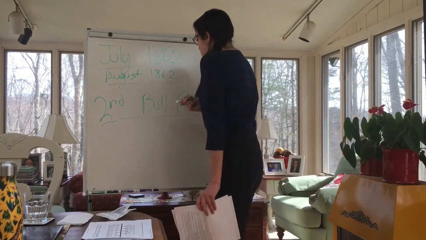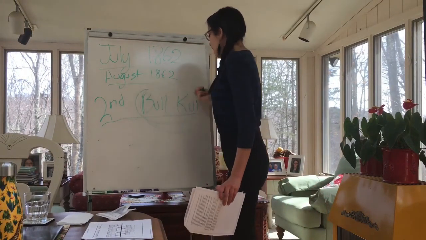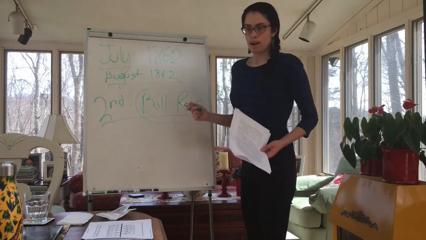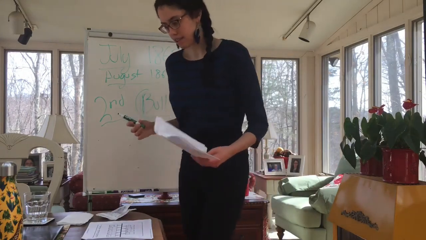Union and Confederate forces meet at the same location, Bull Run again. And why are they in the same spot? Does anyone have any idea why they're at the same spot? Just think about it.